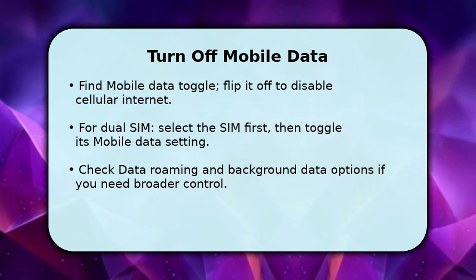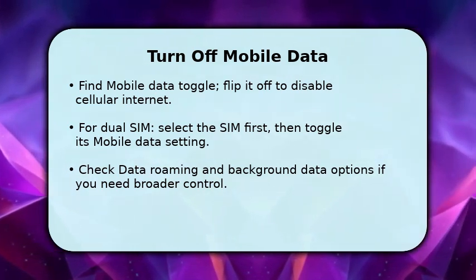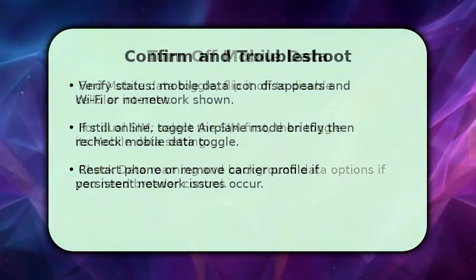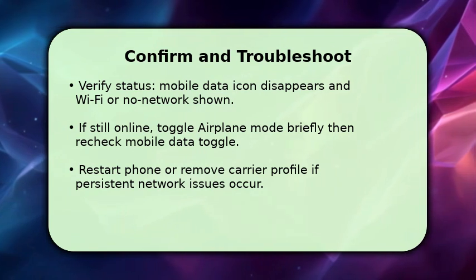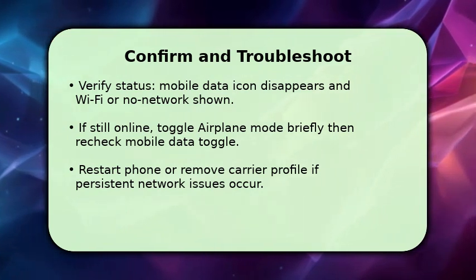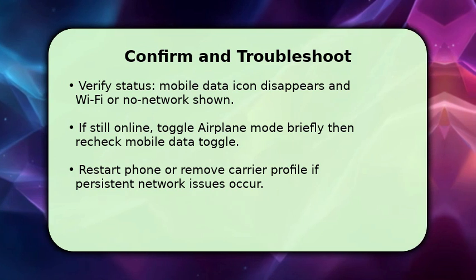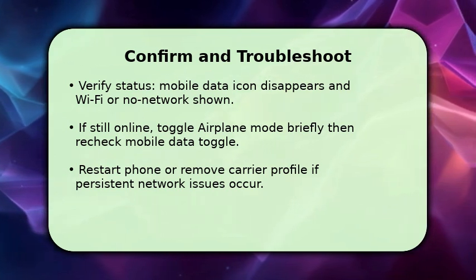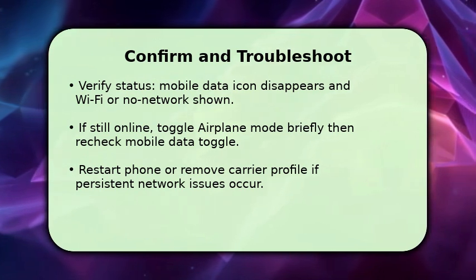Once done, wait a moment for the system to apply the change and confirm connectivity icons update. Finally, verify that the mobile data icon vanishes from the status bar and that apps no longer load without Wi-Fi. If your device still appears online, toggle airplane mode on for a few seconds and then off, which resets radios and often clears stubborn connections.